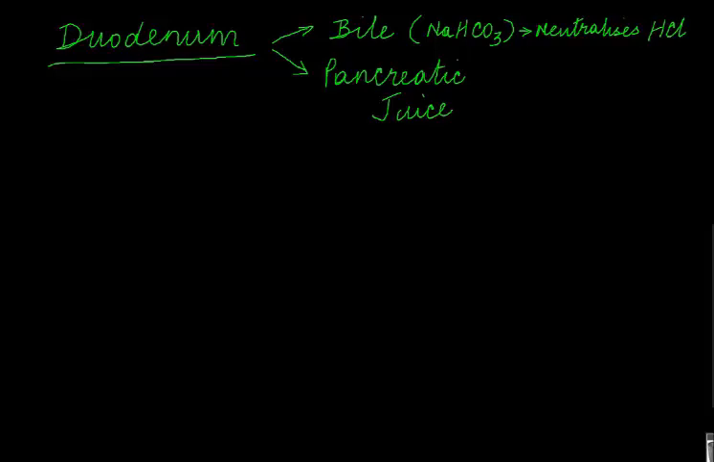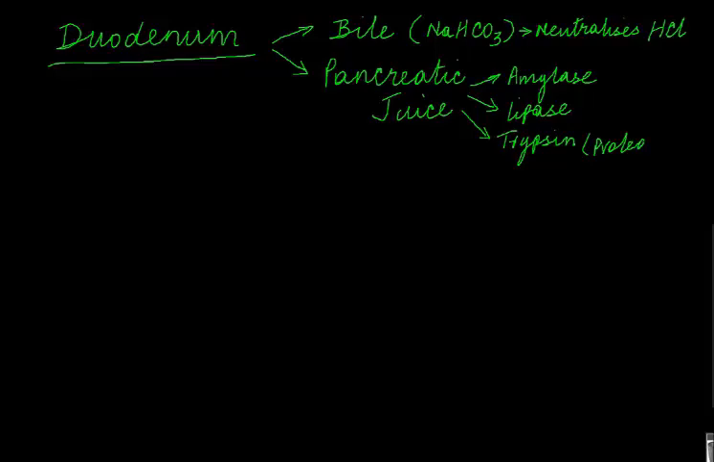Clear? And the pancreatic juice has three enzymes. It has an amylase, pancreatic amylase, it has a lipase, and it has another protease called trypsin. A protein digesting enzyme is called a protease. Is it clear? Now, what does the bile do? The bile emulsifies the fats. We'll look at that later.